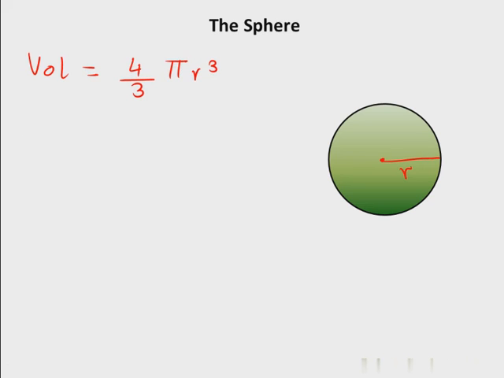What's the surface area of a sphere? The surface area is 4 pi R square. Those who know a little bit of calculus can see that the surface area is the differential of the volume. Of course, don't worry about it. You're just supposed to know the two formulae. 4 by 3 pi R cube and 4 pi R square.